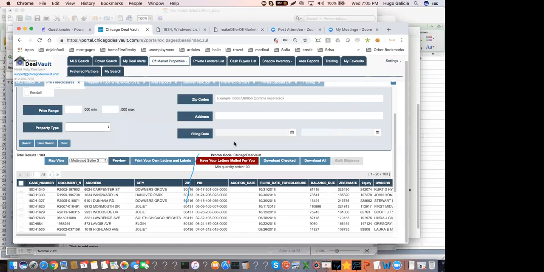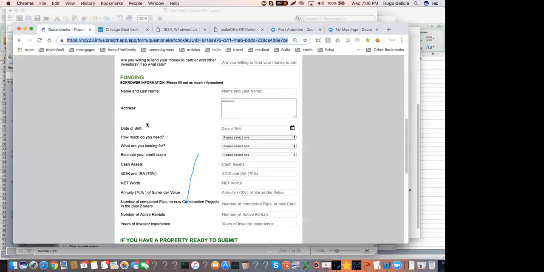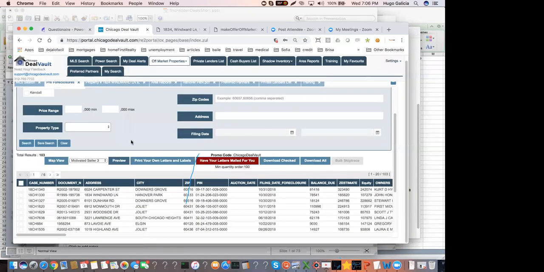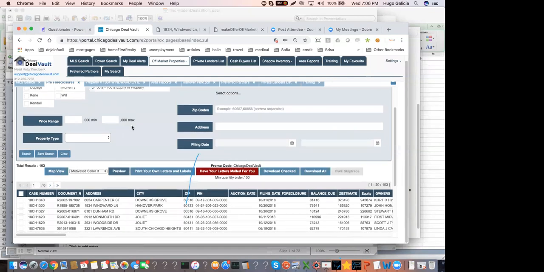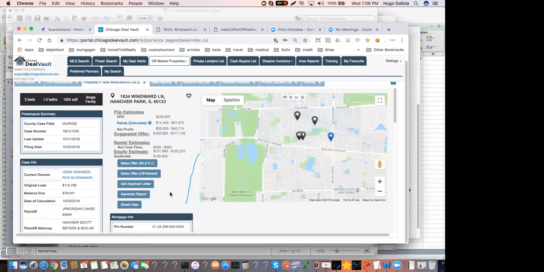You don't want to have an awesome deal and not be ready with the funding. So you want to make sure that you fill out this questionnaire that we sent out to you, because we're going to make sure that you're qualified for funding, and that you have at least one or two lenders available to help you finance the deal. So we're going to make sure that we connect you with the right lenders for you to close on the deal. Because once you find a great deal like this one that we're going over in Hanover Park, you want to make sure that we are able to close on the deal.